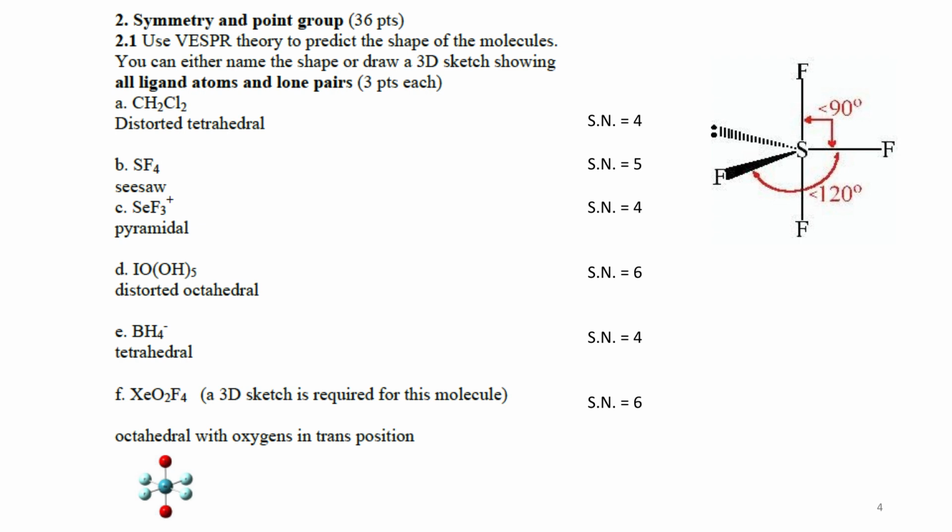The last one, xenon, has 8 valence shell electrons. Each oxygen requires 2 electrons to form covalent bonds, and each fluorine requires 1. So it will require a total of 8 electrons to form bonds with the ligand atoms. So again, there's no lone pair on the xenon atom. The steric number will be 6. Now, there are 2 different kinds of ligand atoms. Oxygens are double bonded, so those 2 double bonded oxygens will be in trans position to minimize repulsion.